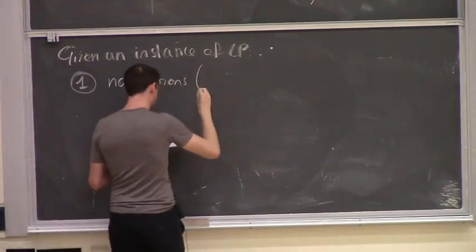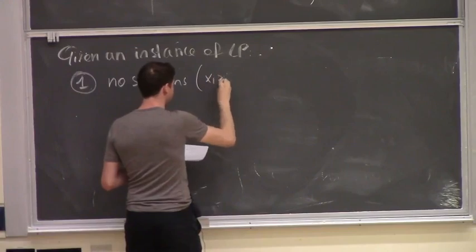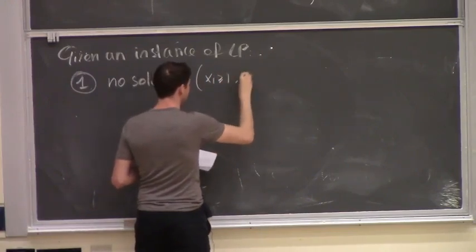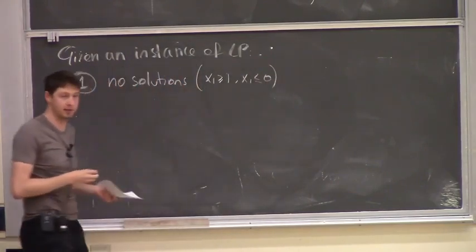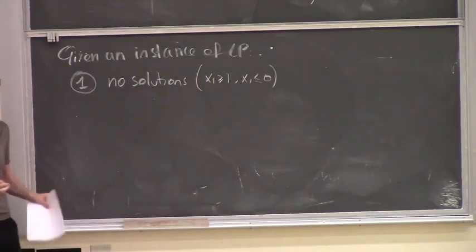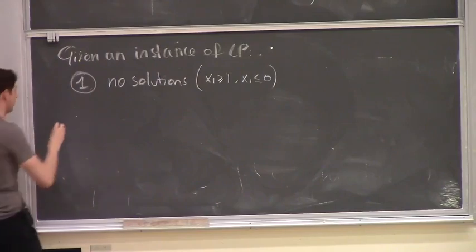Maybe one of the constraints says x1 should be at least 1 and the other says that x1 is no more than 0. That clearly doesn't leave any physical solution. So that could be an option.